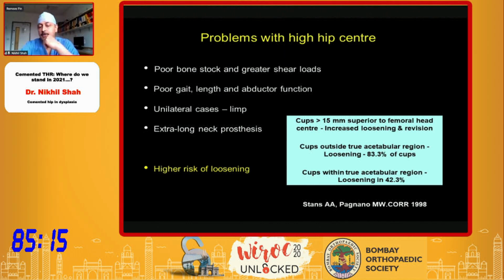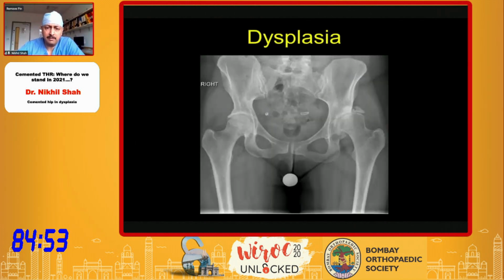This nice paper from Pagnano and another paper from Hirakawa showed that so long as your cup is in the true acetabular region, you are likely to get good results, and they reported about 40% loosening between 15 to 20 years. Whereas if the cup is outside the true acetabulum region, the loosening risk is much higher. So how do we deal with the acetabulum? So my preference is to use an autograft of the femoral head.